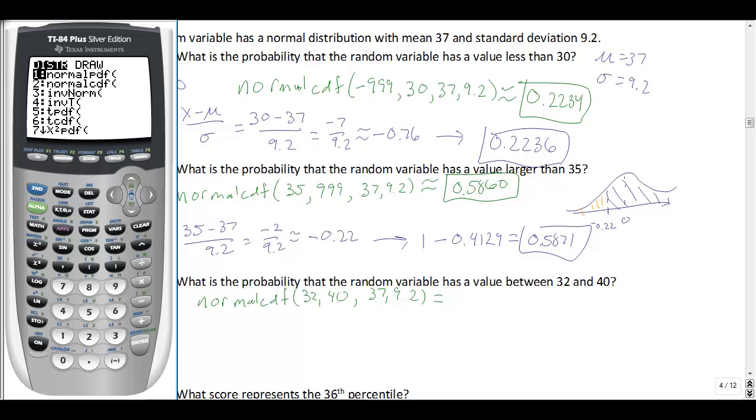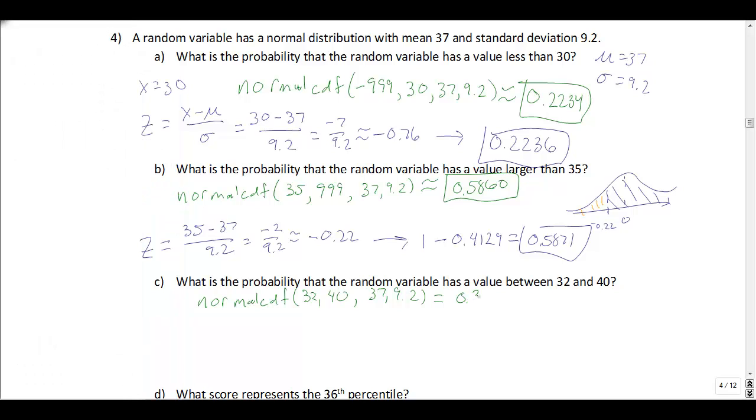And I just go second distribution, normal CDF, 32 to 40, mean 37, standard deviation 9.2, and I hit enter and I get 0.3344. So there's my answer.